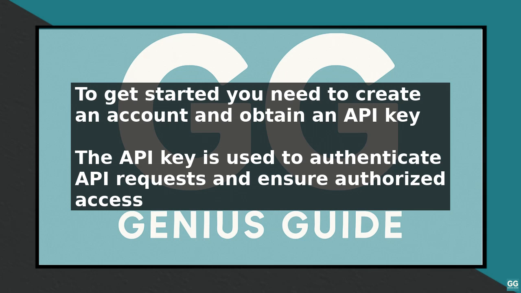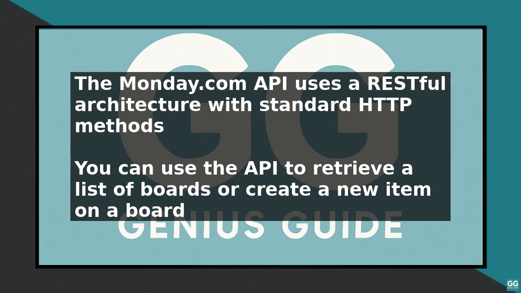One of the most common use cases for the Monday.com API is integrating it with other tools and services. For example, you can use the API to connect Monday.com with Slack, allowing you to receive notifications in Slack when a new item is created on a board. You can also use the API to integrate Monday.com with Google Drive, enabling you to attach files from Google Drive to items on a board.